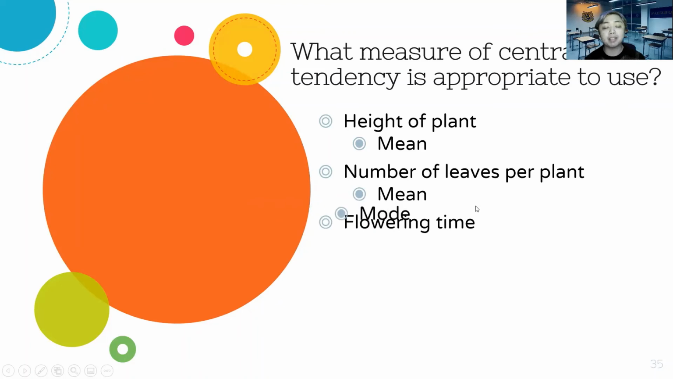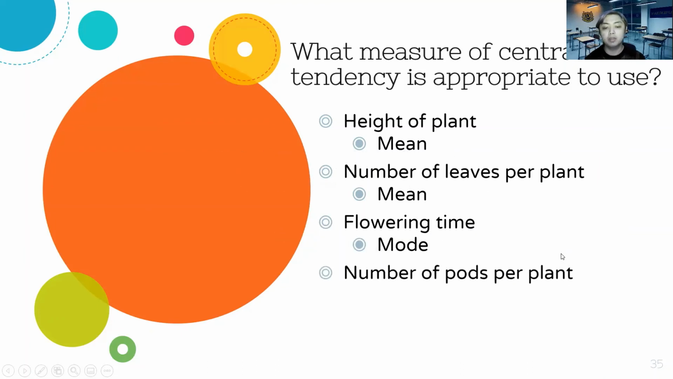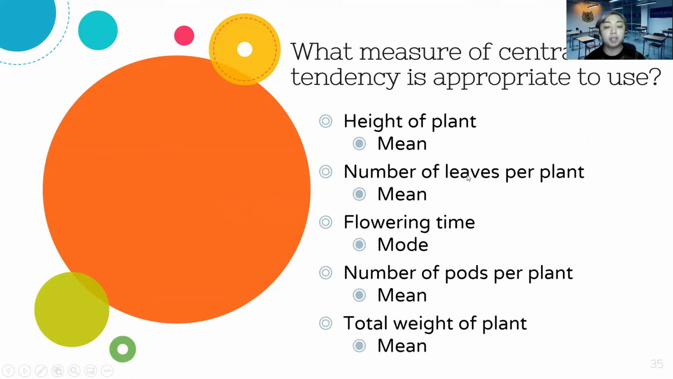Flowering time. When is the best time that the plants develop flower? In this case, we use mode because flowering time is simply a nominal data. Number of pods per plant, we better use mean, just like the number of leaves. And the total weight of the plant, we may use mean. Similar to height, weight is an example of a ratio data.